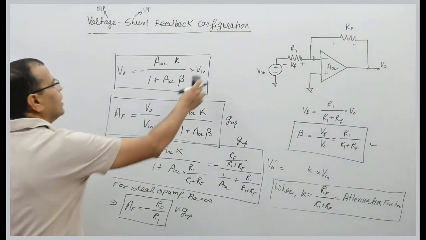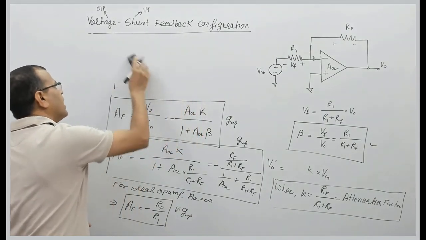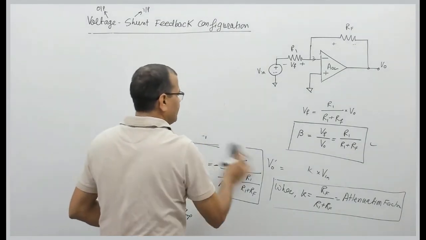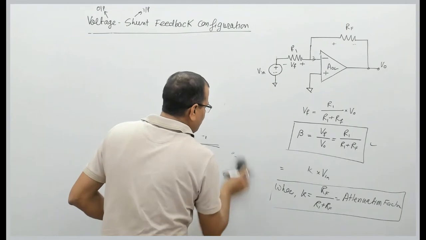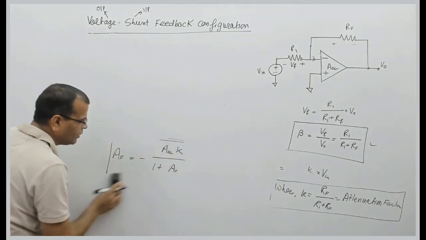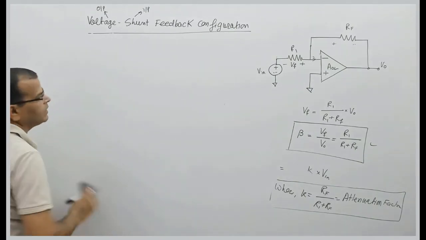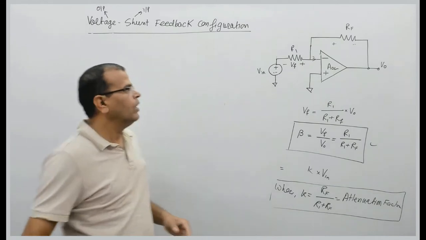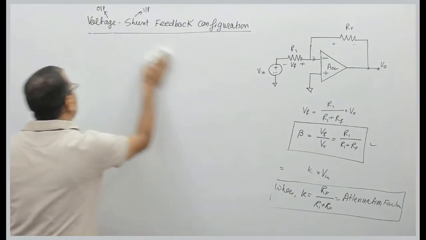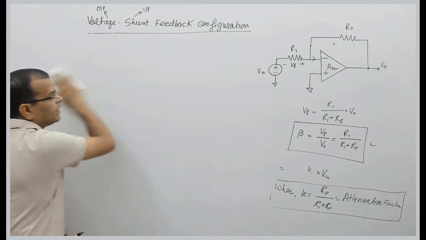So now let us talk about the input and output resistances of the inverting configuration. Input resistance in terms of what? The input resistance of the op-amp, that is, the input resistance with feedback, in terms of the input resistance without feedback. If you talk about the input resistance of the op-amp without feedback, that is Ri, that is what we assume. Now please see it carefully.